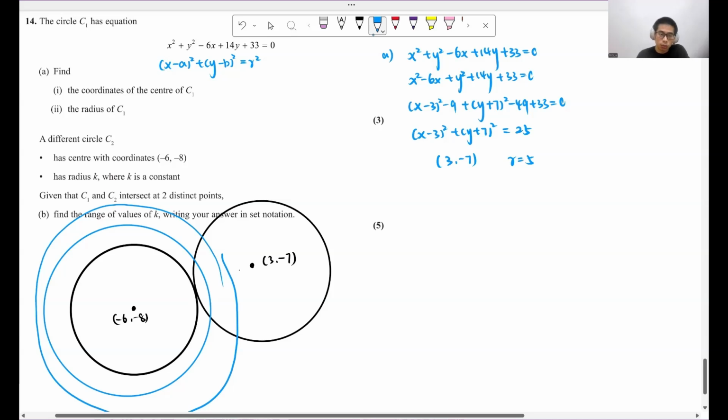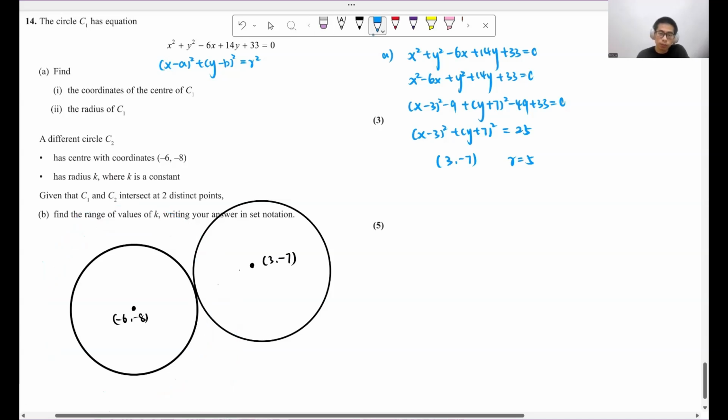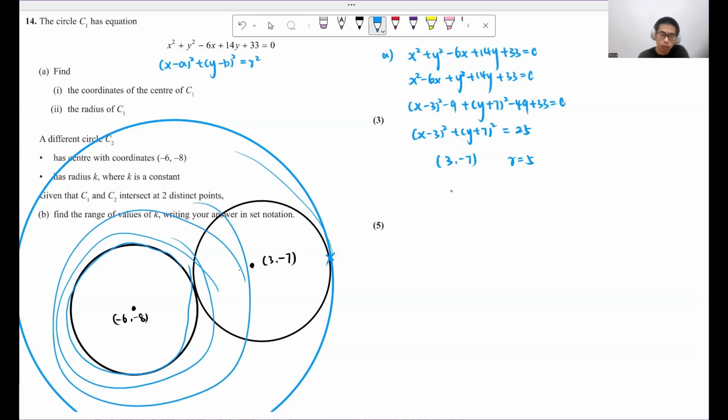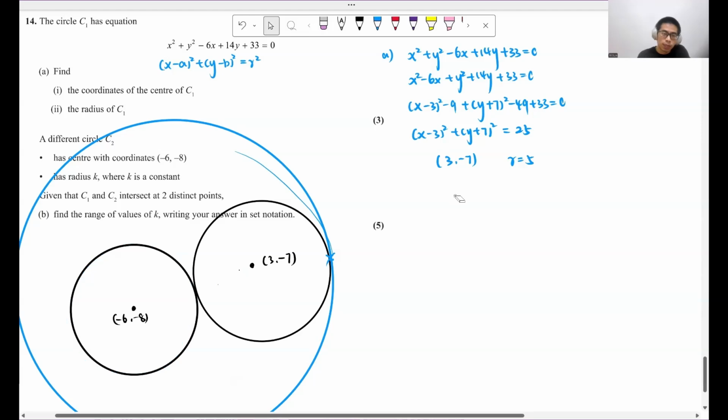Until this circle becomes this big. So then they only intersect at one point. So basically the small circle here, that will be the lowest possible circle. And then this one will be the largest possible circle. And anything between them will intersect at 2 distinct points. So we just have to work out the upper bound and lower bound.